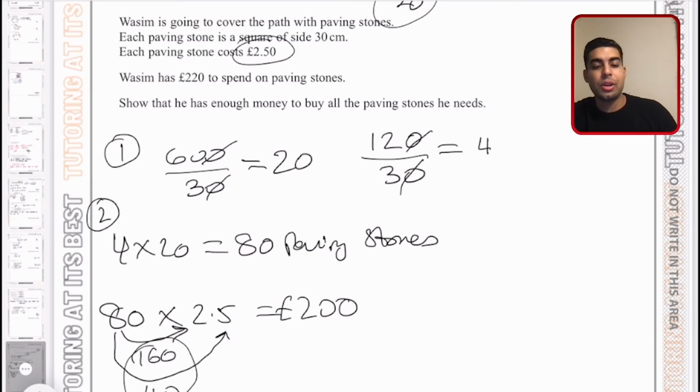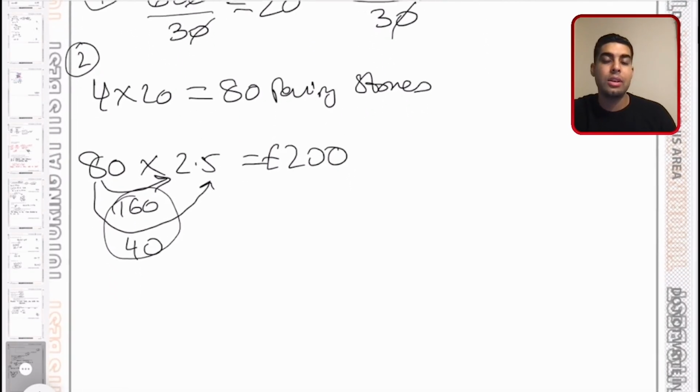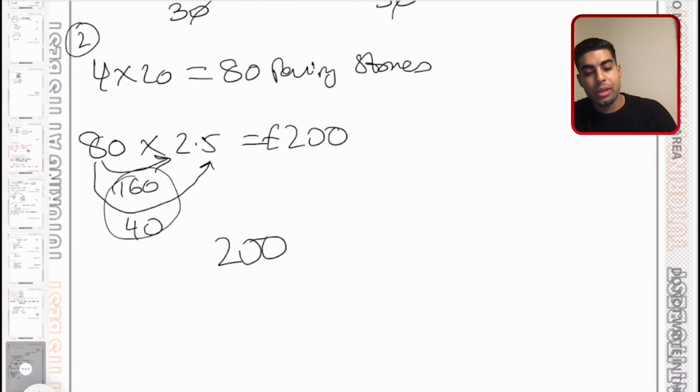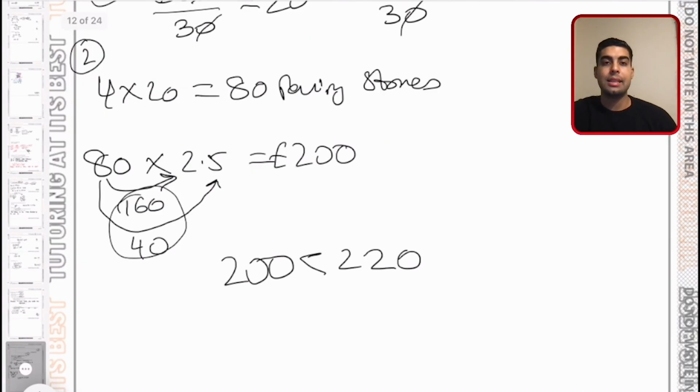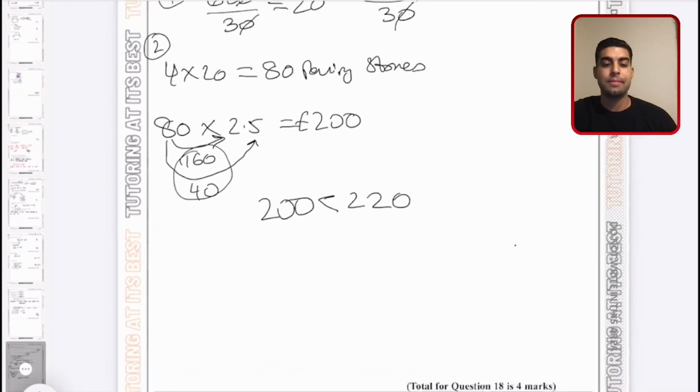And we have to simply show that he has enough money to buy these. And we know he has £220. So overall, we know that 200 is less than 220. So yes, that is our proof done. And that is our question complete. And let's now dive into question 19.